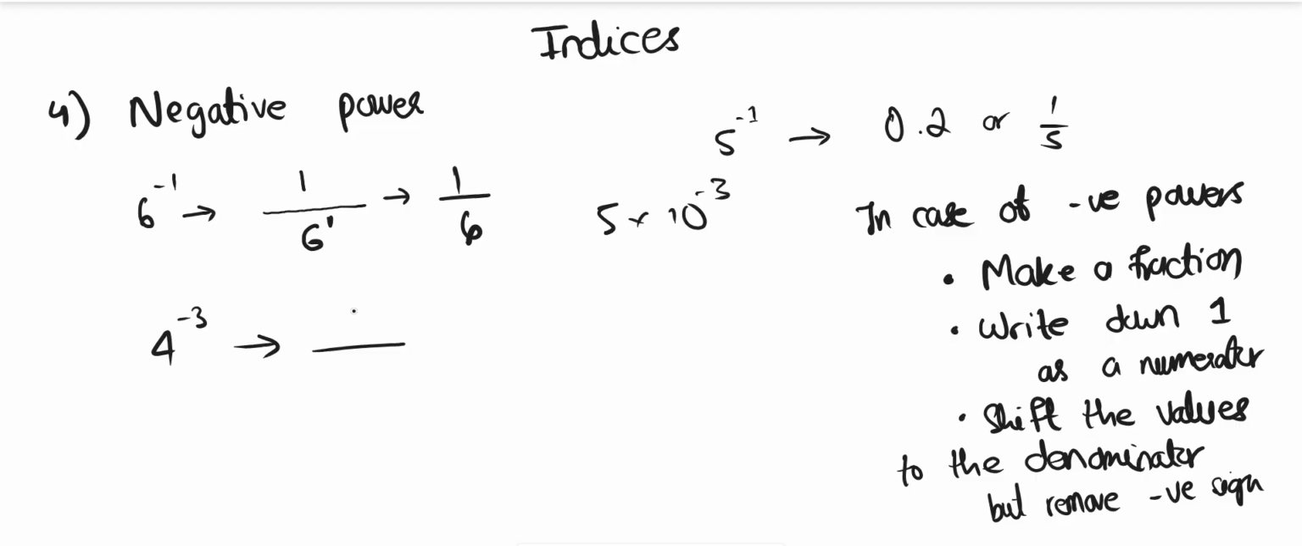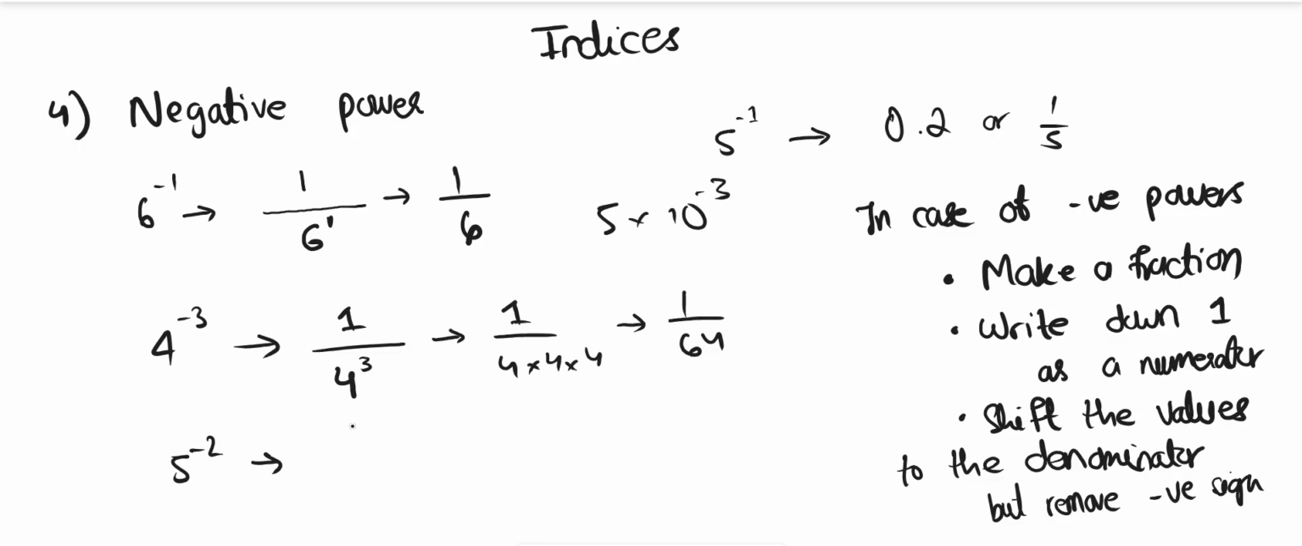We'll make a fraction, we'll write down 1 as the numerator, we'll shift everything down, but here we're not going to be having 4 raised to the power of minus 3, we are going to be instead having 4 raised to the power of 3, which if we evaluated 4 multiplied by 4 multiplied by 4, it will be 1 over 64. Let's solve another example. 5 raised to the power of minus 2. It will be written as first making a fraction. 1 will be the numerator, and 5 squared will be the denominator. So 1 upon 25. Clear so far?